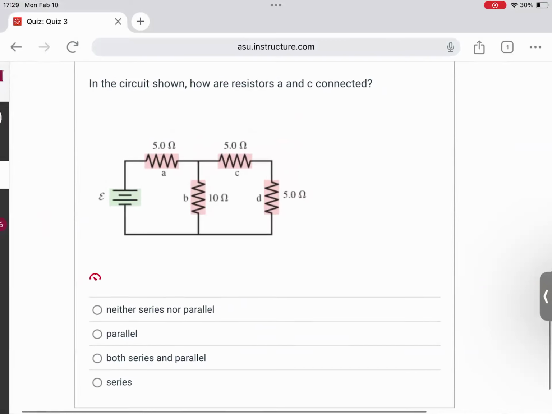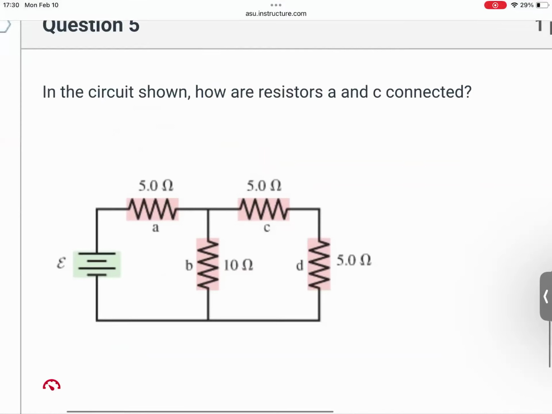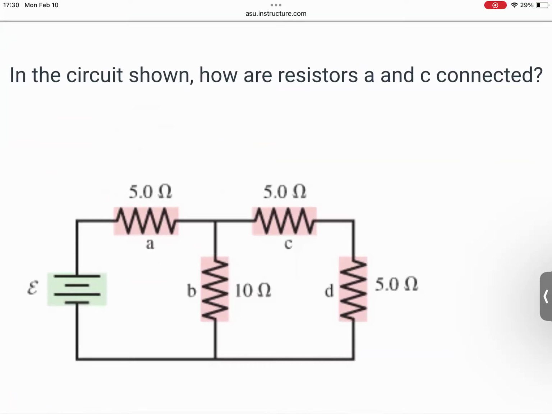Here's a second one. You have 1 minute to answer this sucker. Tell me the series, parallel, neither, both. Let me embiggen this.